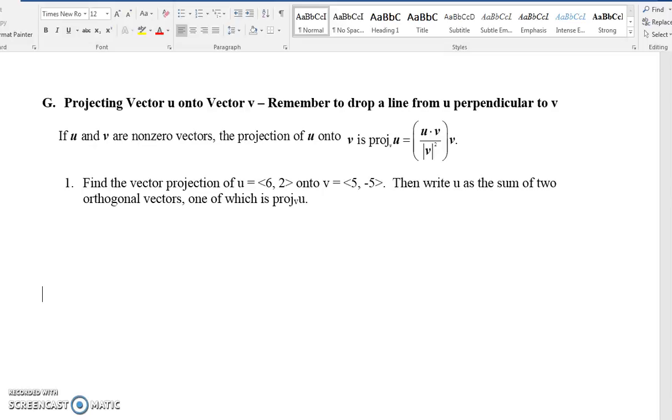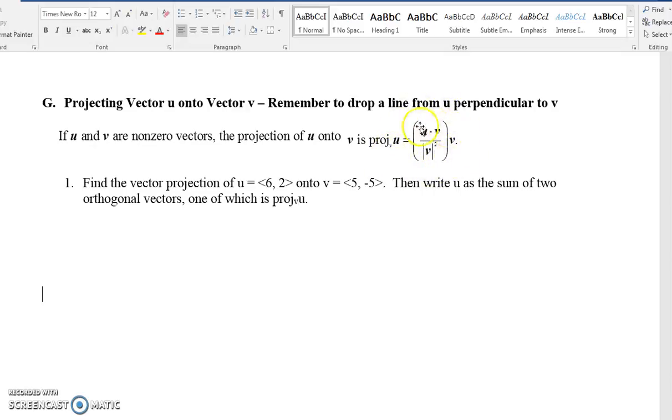We're going to talk about projecting a vector, which we often call u, onto another vector, which often is called v. And so the technical description or notation for that is right here. The projection of u onto v. And they give you a very complicated formula.